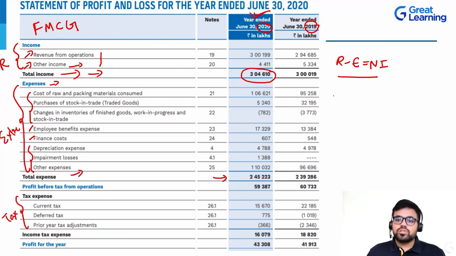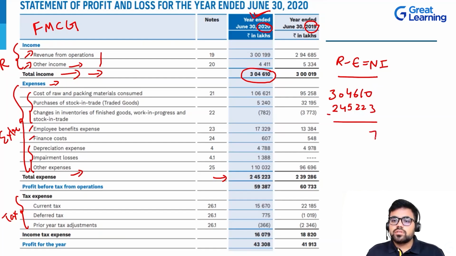before tax from operations. So let's see, 304,610. If I subtract it with 245,223. Okay, so if I subtract this, what will I get?